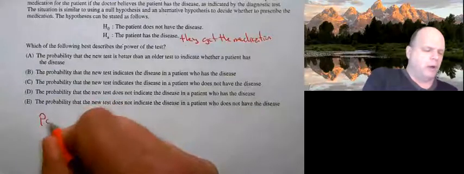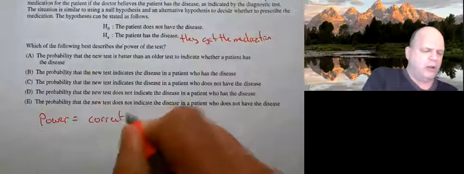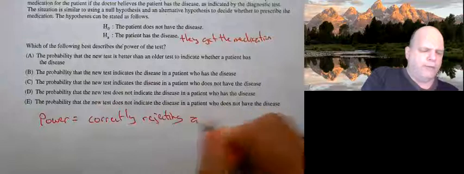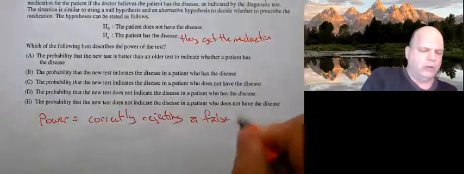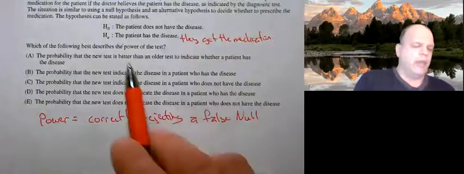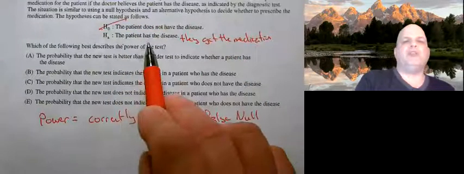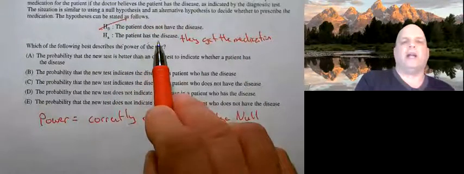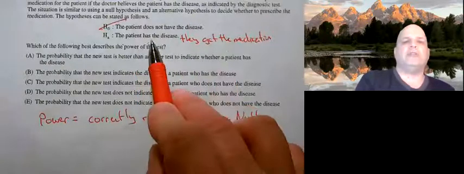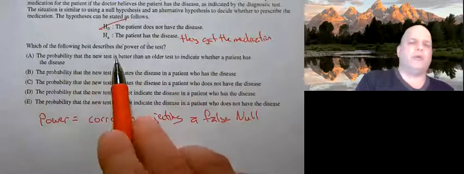Remember, power equals correctly rejecting a false null. All right? So power, that means we were rejecting the null and we believe the patient has the disease and we're correct. As a result, we're prescribing the medication to a patient who has the disease. In other words, power is doing the right thing, but it involves rejection.